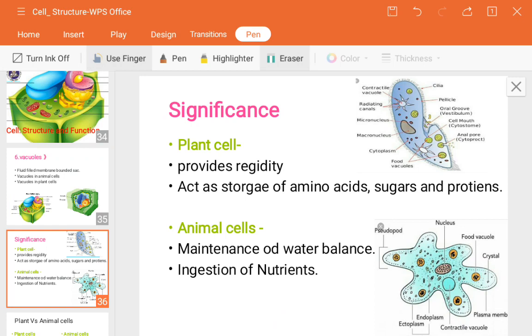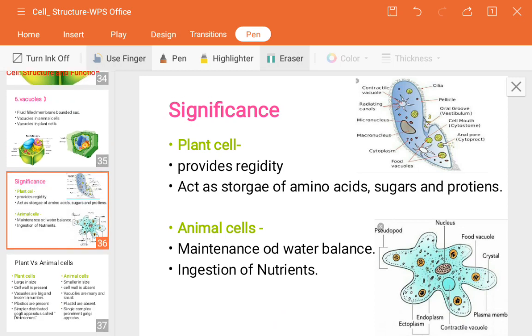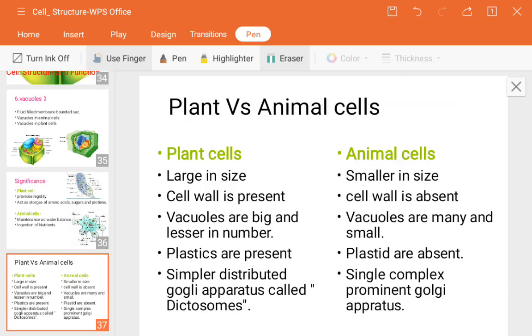Next, ingestion of nutrients. We have seen that amoeba and paramecium take in food. But paramecium has only a digestive vacuole just to break down, while amoeba can do both: it can catch food and break it down. Next is the differentiation between plant cells and animal cells. Till now you have understood which type of cell organelles are present in which type of cells, and what their significance and structures are.